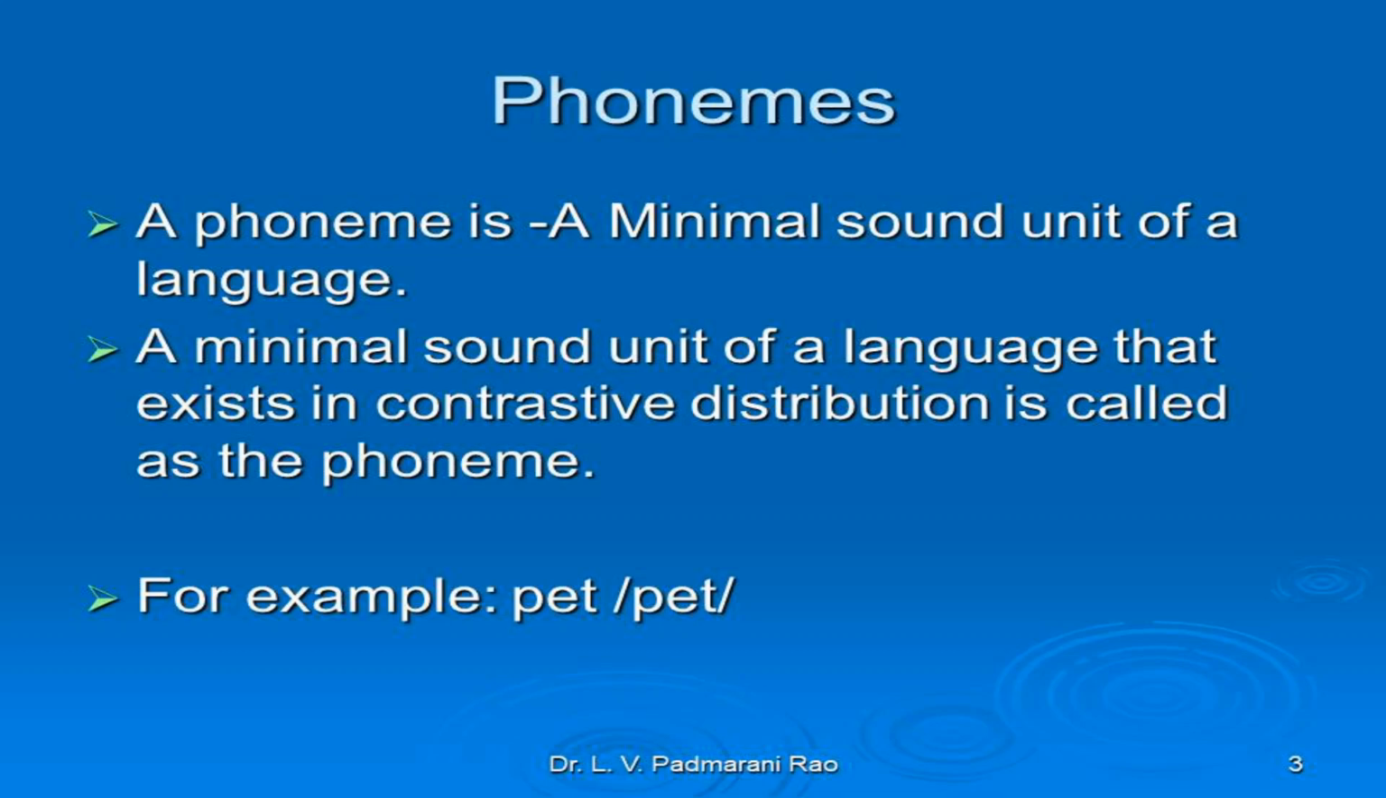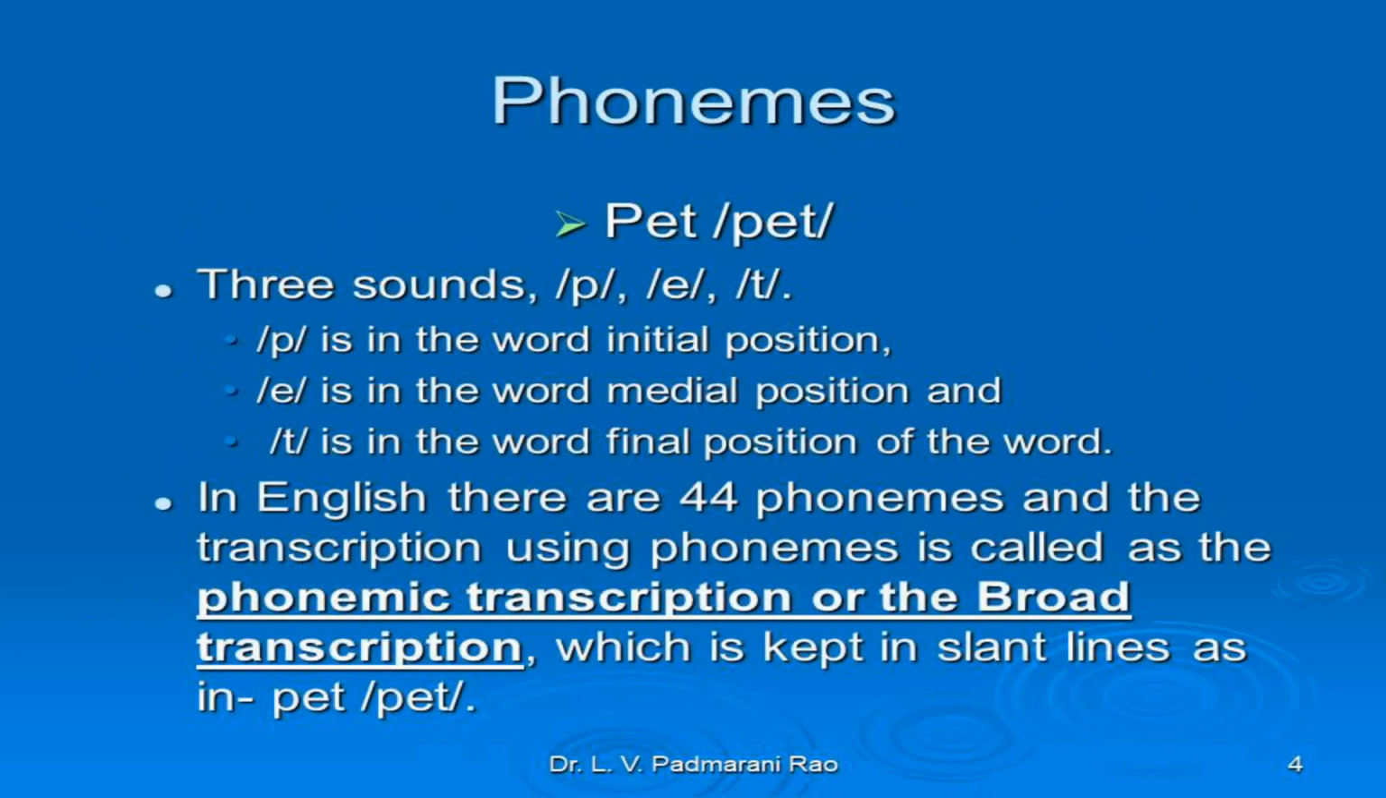Existing in contrastive distribution means that all phonemes can exist in the same positions, and that the replacement of one sound with another results in the change of meaning and thereby forms a different word in that language. Now, what does that mean? Let's get ourselves acquainted with one example.